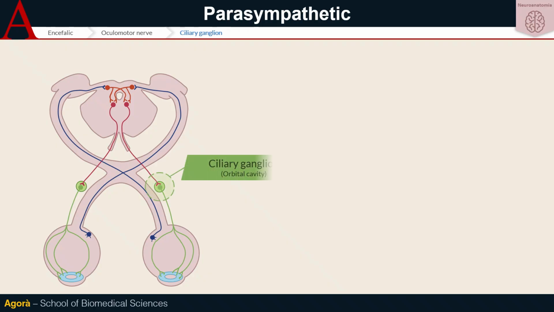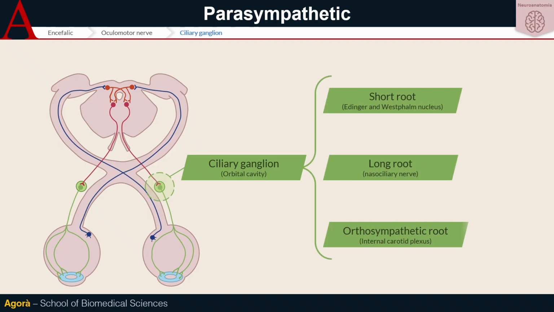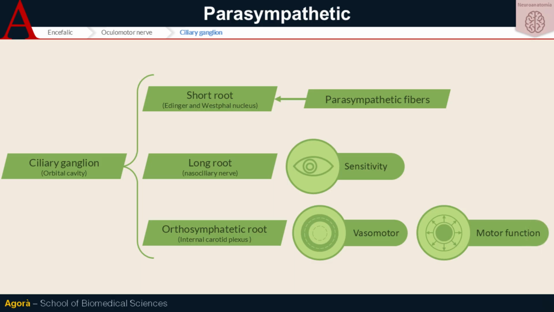The ciliary ganglion, located within the orbital cavity next to the optic nerve, is the connecting point not only for preganglionic fibers of the parasympathetic system, but also of sensory and orthosympathetic fibers. It consists of three roots: short, long, and orthosympathetic. The parasympathetic fibers originating from the Edinger-Westphal nucleus make up the short root.